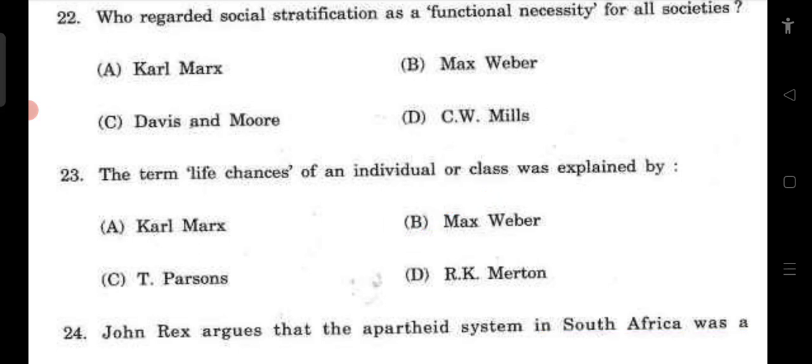Karl Marx gave the theory of class struggle, and he worked on capitalism. Talcott Parsons later on studied Max Weber and Emile Durkheim. R.K. Merton was inspired by Talcott Parsons.